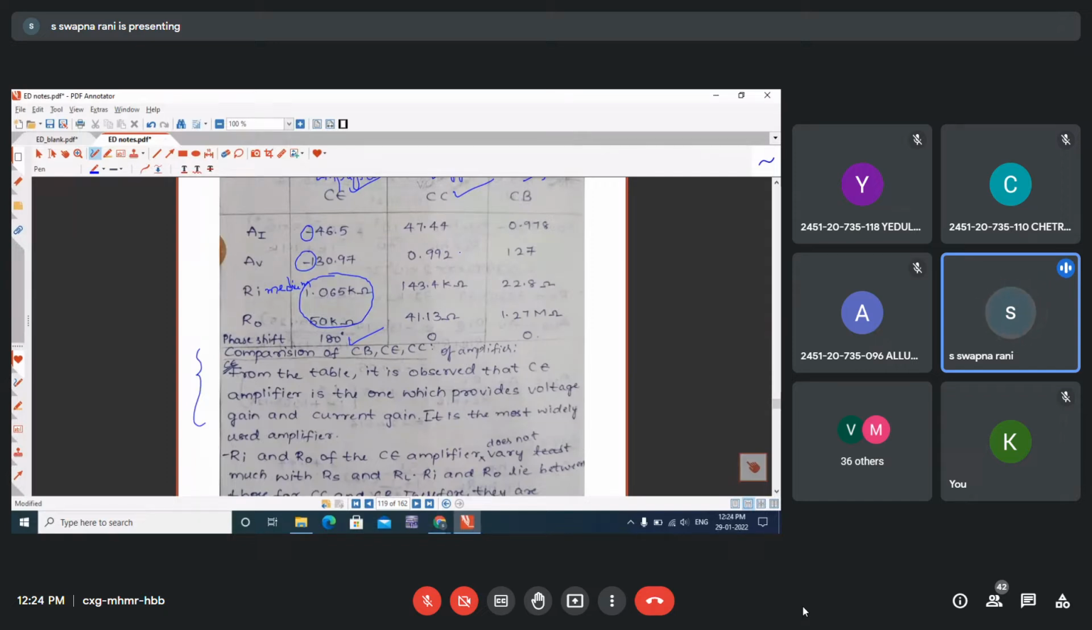And voltage gain of common collector is unity. Current gain of common collector is unity.